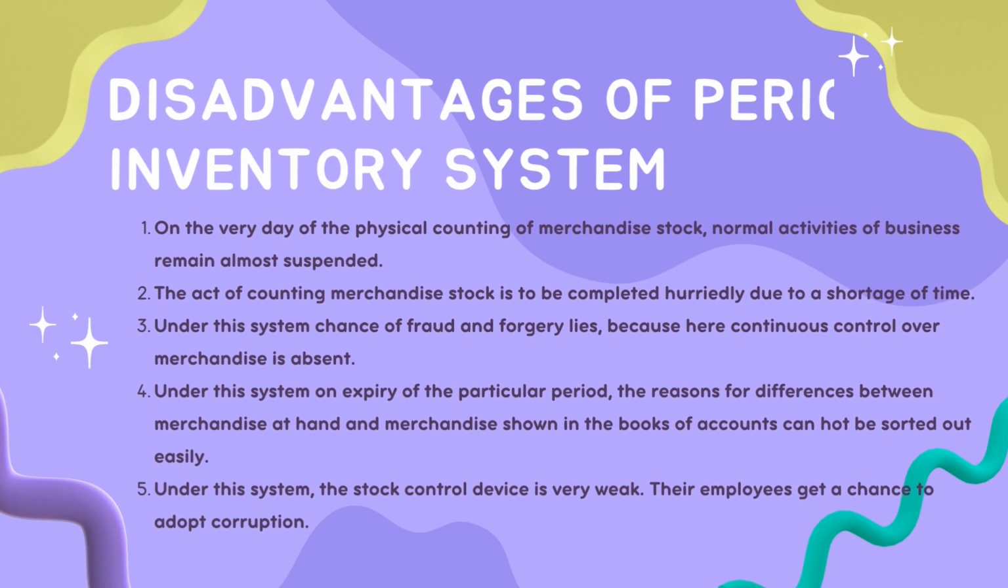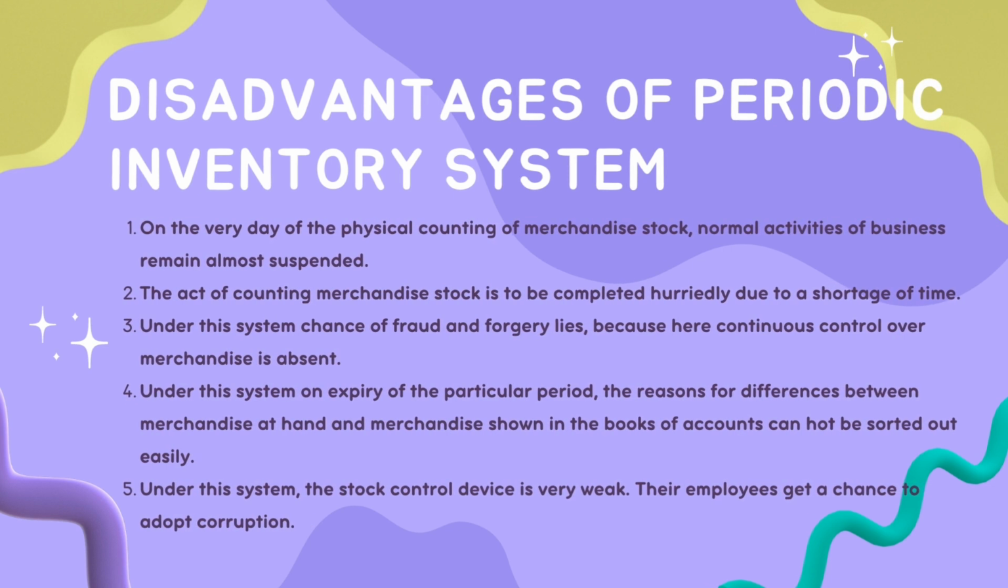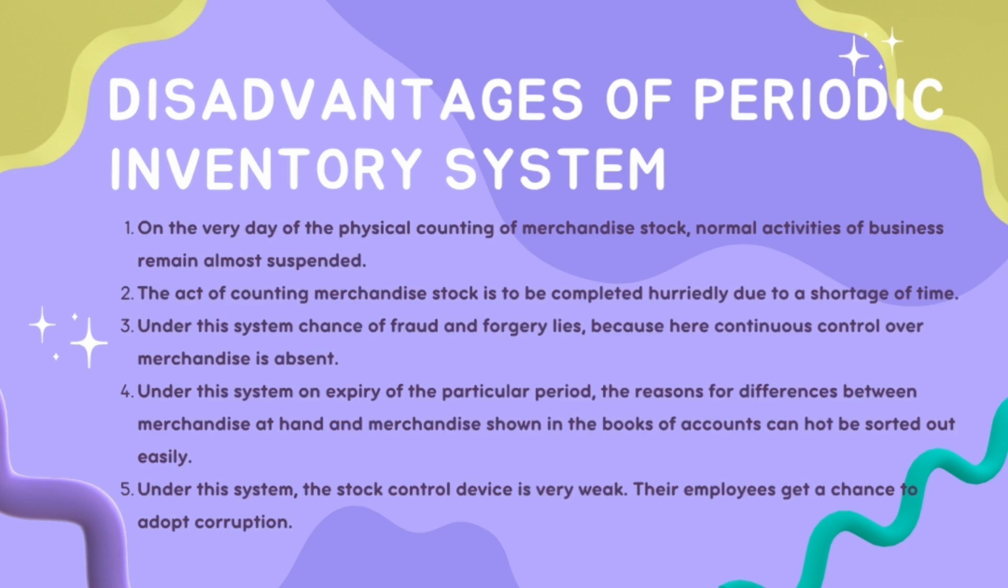Dahil may advantages, ay may disadvantages din sa paggamit ng periodic inventory system. So first one is on the very day of the physical counting of merchandise stock, normal activities of business remain almost suspended. The next one, the act of counting merchandise stock is to be completed hurriedly due to a shortage of time. So yung pagbibilang ng merchandise is nagiging madalian dahil sa kakulangan sa oras.